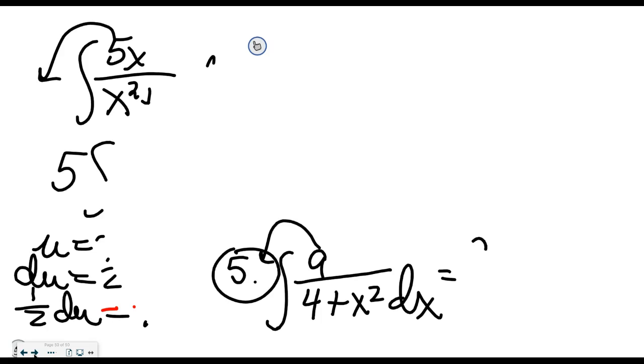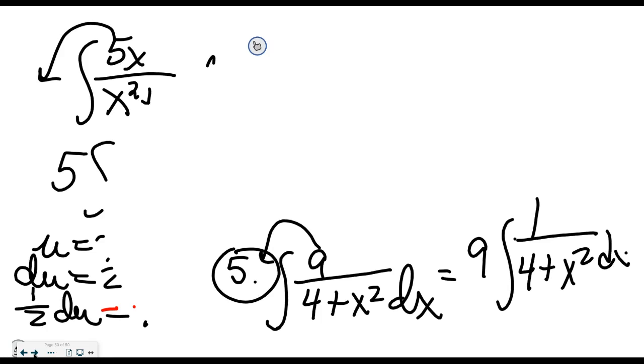I would go like that, just go 9, 1 over a squared plus u squared. Now I need to take my memory. What is it? 1 over a, arctan u over a. So it's going to be 9 times 1 over 2 arctan x over 2 plus my good friend Carl the constant.